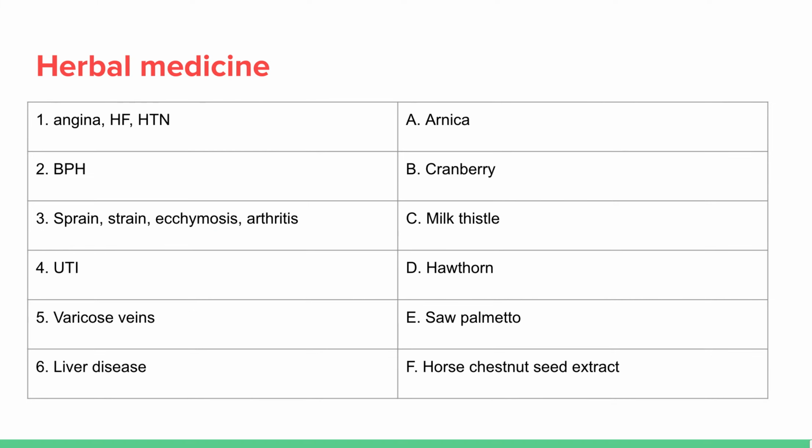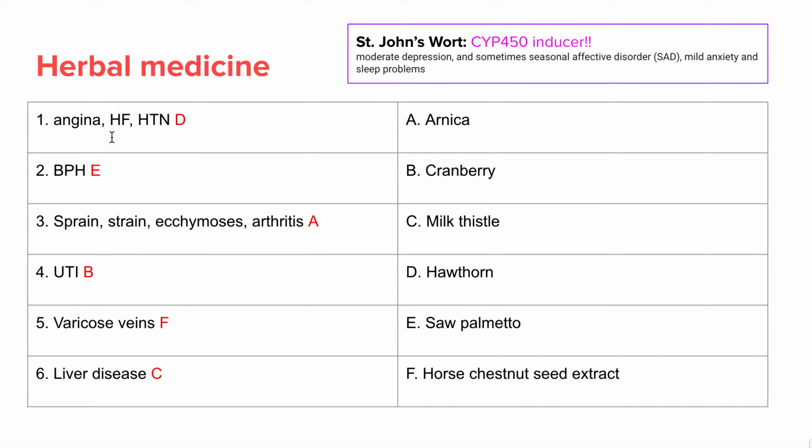I believe this is the last slide, so pause and unpause when you're ready. Okay, there we go. So angina, heart failure, and hypertension, we use hawthorn as one of the alternative medicines. Benign prostate hyperplasia is saw palmetto. Sprains, strain, ecchymosis, arthritis is arnica. I've actually used this myself, and it does sort of work. And UTIs, there's cranberry. Everyone's tried cranberry for UTIs. Cranberry juice, right? And then varicose veins, there's horse chestnut seed extract.